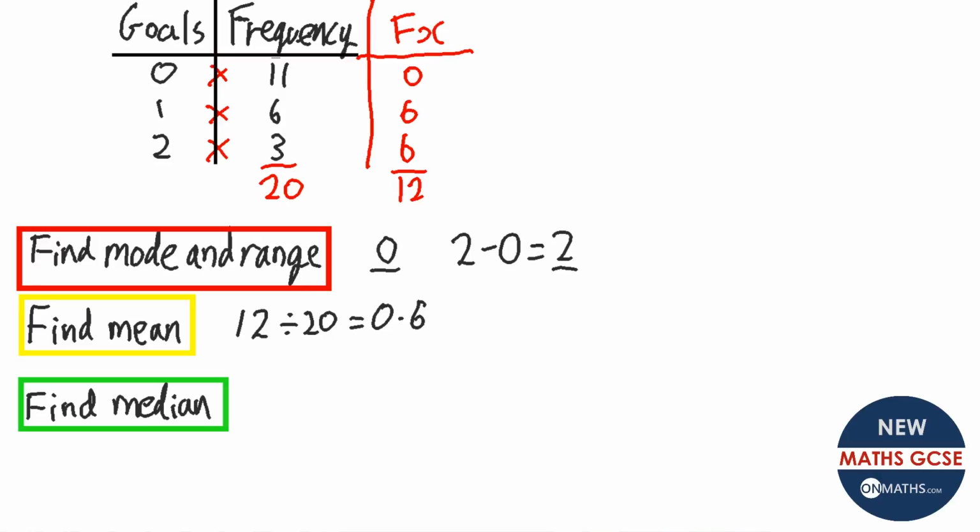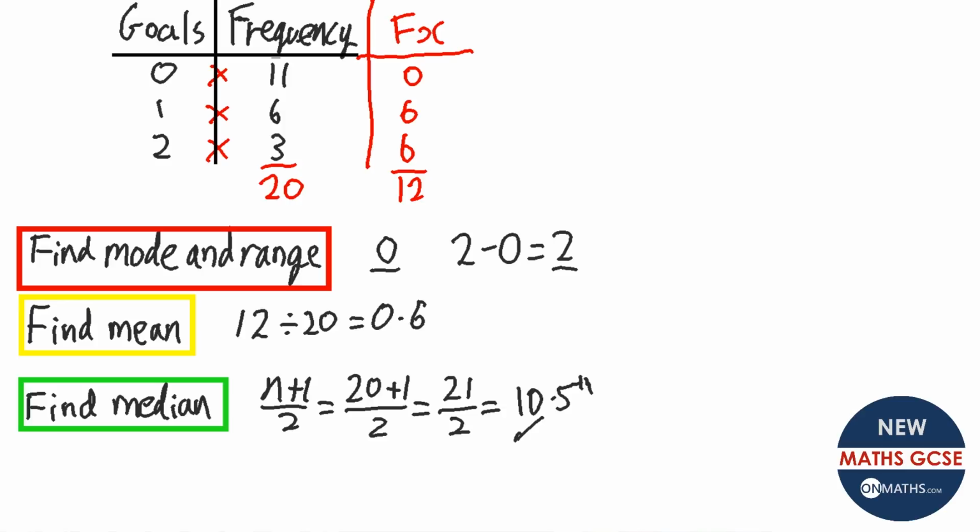Okay, now we're going to find the median, so we're going to use that formula again, n plus 1 over 2. This time there's 20 matches, so 20 plus 1 over 2, 21 over 2, which is going to be the 10.5th value. So we need to look at the 10th and the 11th.